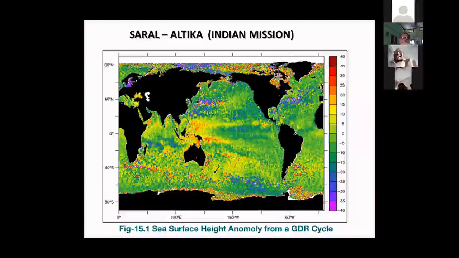ISRO also has one, SARAL-AltiKa. This is the SARAL-AltiKa image, an Indian mission, but it is not in orbit now. However, the old data sets you will find on the MOSDAC website of ISRO. So, next.